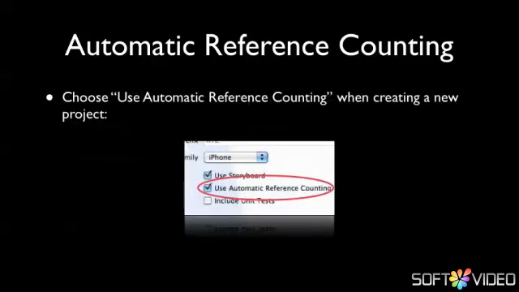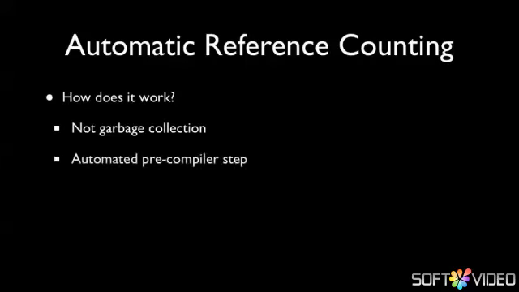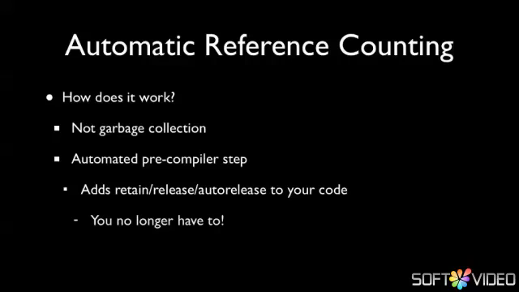How do you start a new project to use automatic reference counting? Well, you simply check the Use Automatic Reference Counting flag when creating a new project. How does it work, though? Well, it's not garbage collection, but rather an automated pre-compiler step which adds retain, release, and auto-release to your code after the event, which means you no longer have to.